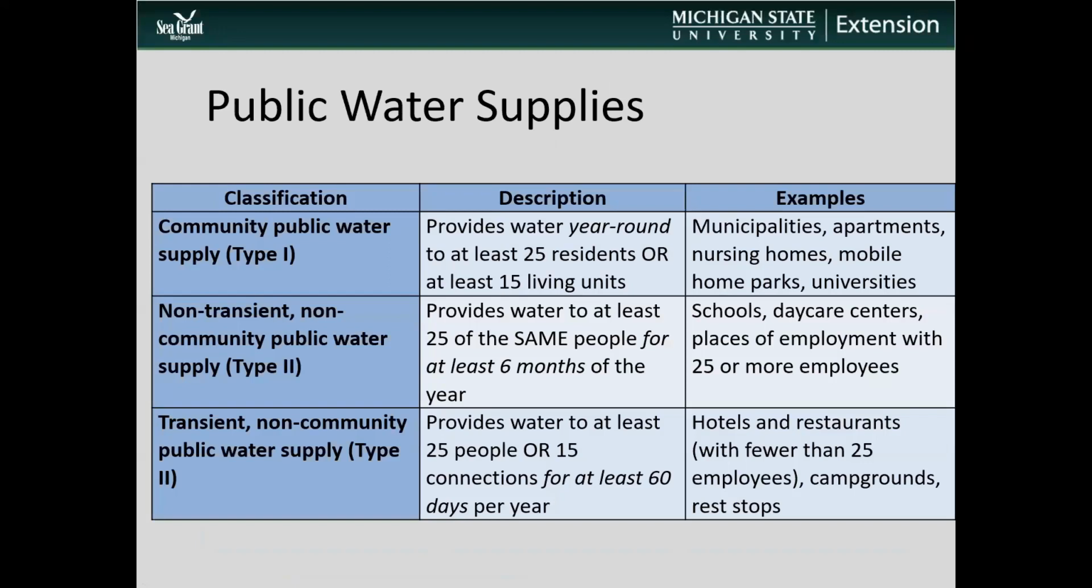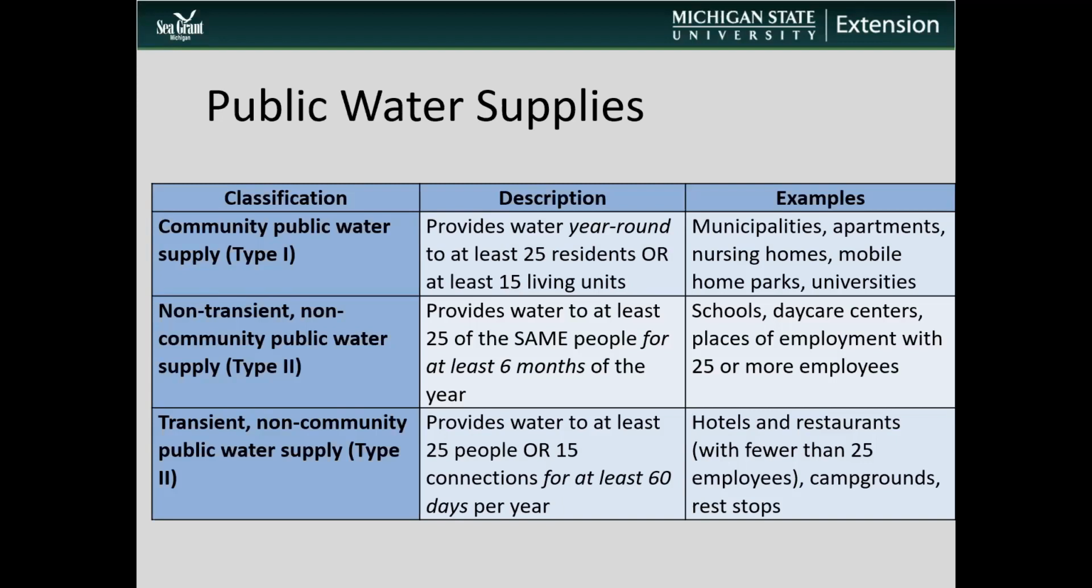I want to look a little bit at our public water supply sources. And before I do that, I want to explain briefly the classification system that we use in Michigan for our public water supplies. So public supplies are classified based on how many members of the public are being served over a certain period of time. So on the top of that chart, you see community supplies. Sometimes we refer to those as type 1 public water supplies. They're serving at least 25 residents or 15 living units in the case of an apartment complex or a nursing home. And you can compare that to smaller systems, which we refer to as non-community supplies. They're serving at least 25 people, but for lesser amounts of time.